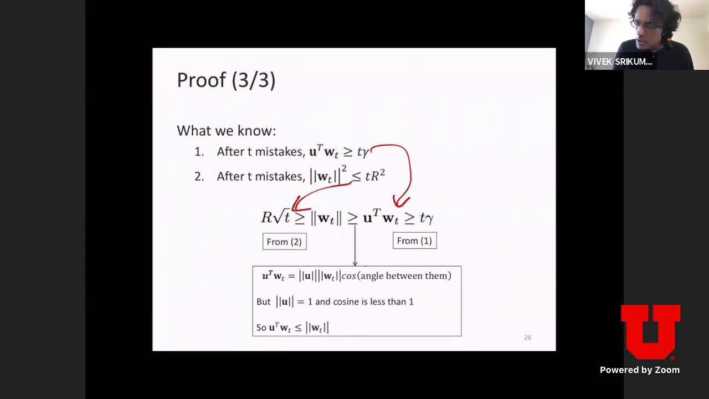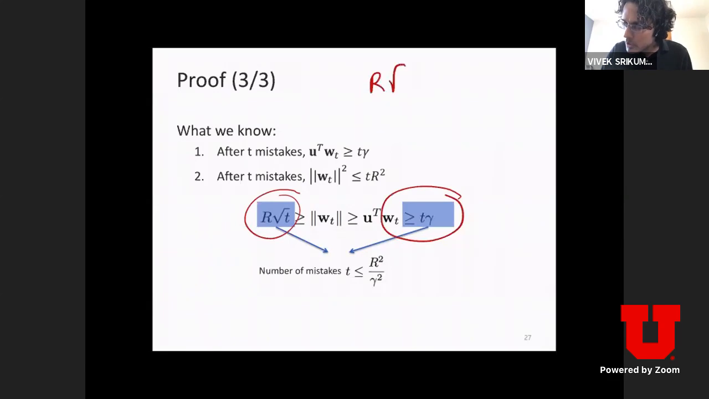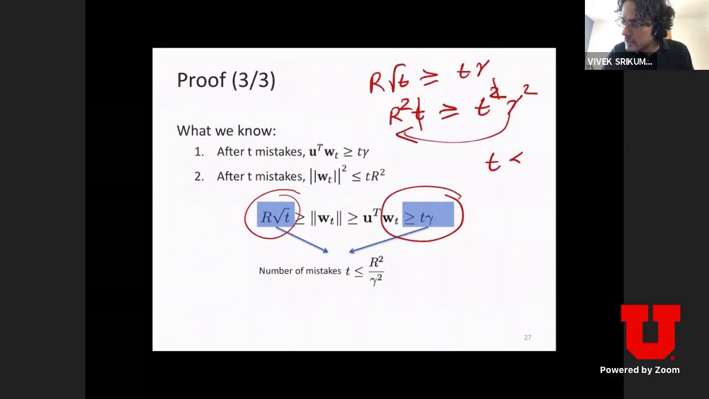So let's now look at these two terms together. I have R times square root of T is greater than or equal to T gamma. I can square both sides. So R square T is greater than or equal to T square gamma square. Cancel out one of the T, move the gamma down. So I get T less than or equal to R square divided by gamma square.